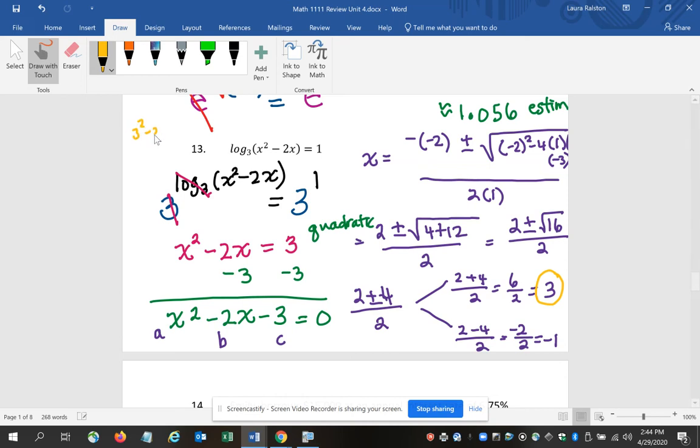So 3 squared minus 2 times 3 gives me 9 minus 6, which is 3. I'm good there. If I plug in negative 1, I would have negative 1 squared minus 2 times negative 1. So I have 1 plus 2, which again is 3. In this case, the negative 1 is actually permissible. So you actually have two answers to this problem: positive 3 and negative 1. But guys, you got to go back and check it and make sure the argument is not negative.